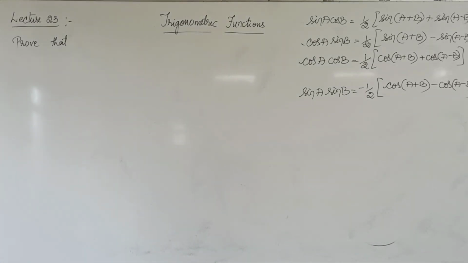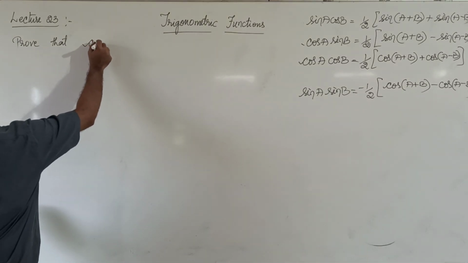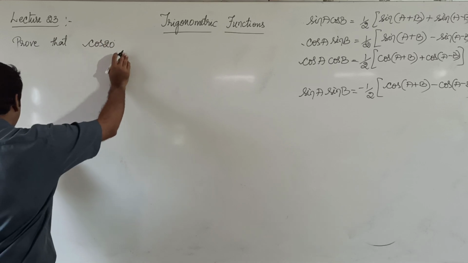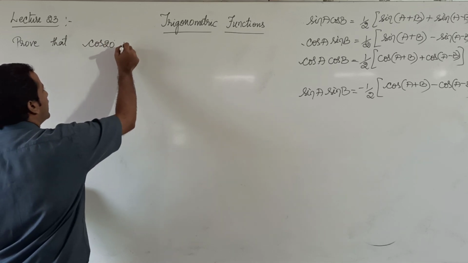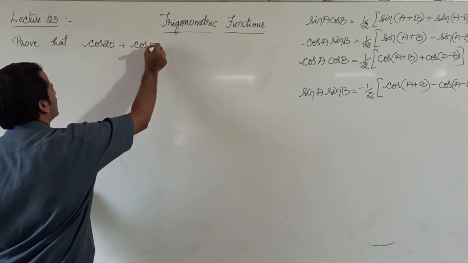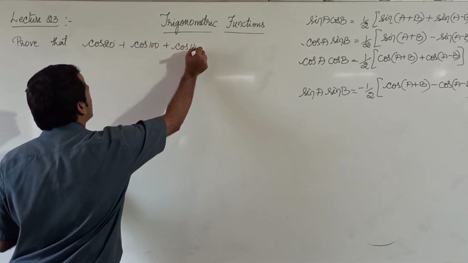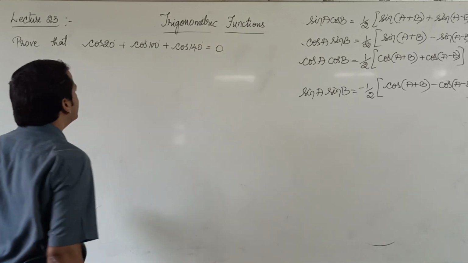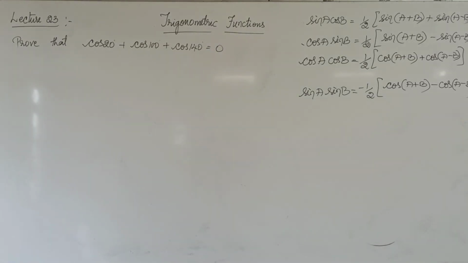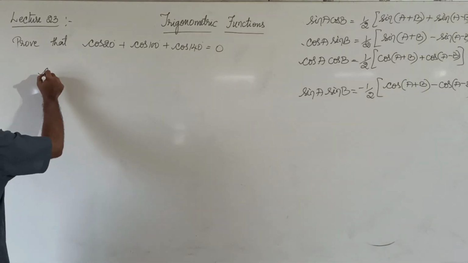Okay, look at the next question. Prove that cos 20 degree plus cos 100 degree plus cos 140 degree is equal to 0. Prove that cos 20 plus cos 100 plus cos 140 equal to 0.